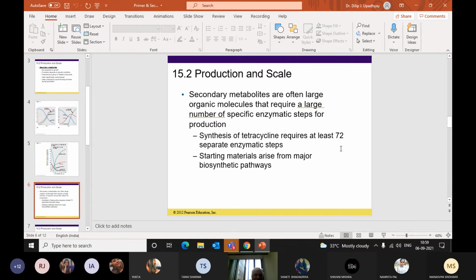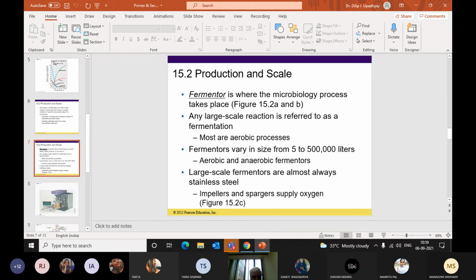At least you should know that secondary metabolites require a lot of enzymes, and enzymes are primary metabolites, and they are multi-step. So almost multiple enzymes are needed for this, and then the production starts. But enough to know that tetracycline is another secondary metabolite.